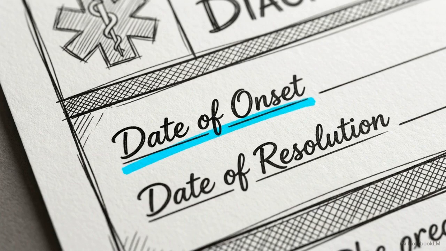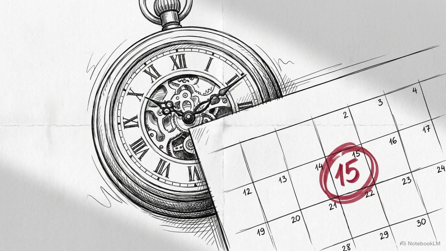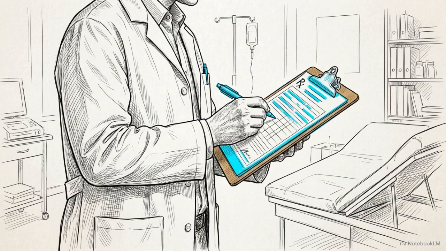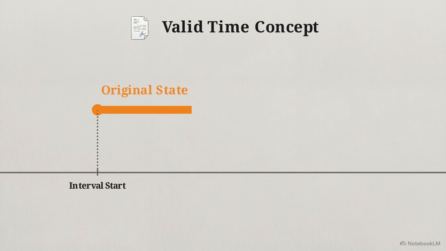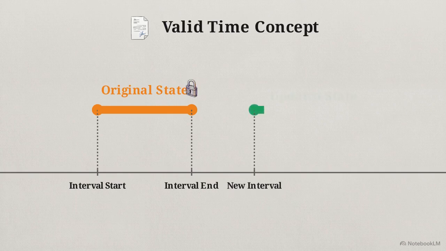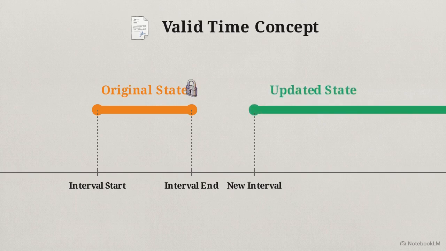The first is valid time. Valid time is the exact time frame when a fact is objectively true in the real world. When an event begins, such as a patient being diagnosed with a condition, the database records the opening of a valid time interval for that specific fact. When that real-world state changes, the system does not overwrite the record. It closes the existing interval with an end date and opens a new one to represent the updated state.